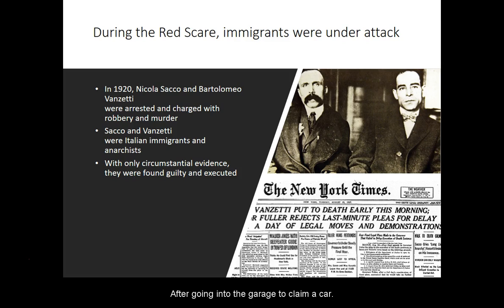After going into a garage to claim a car that the police said was connected with the crime, Sacco and Vanzetti were arrested and charged with the crime. Although both men carried guns and made false statements upon their arrest, neither had a previous criminal record, and pretty much all of the evidence that they had actually done this was what we call circumstantial, meaning not actually good, solid evidence to convict them. Authorities actually didn't come up with any real evidence that they had stolen the money. Much of the other evidence was later discredited.